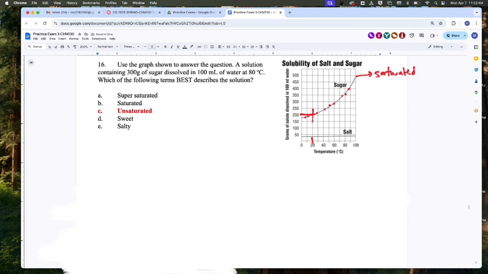If I'm under that curve, so let's drop to that blue point, what does that mean? I have less sugar added into that than I could have, which means I could add more. What we would call that blue point is then unsaturated. I haven't added enough. What happens if I move up to, say, the purple point? I now have more sugar in the solution than it should physically be able to take. That purple line is now supersaturated.